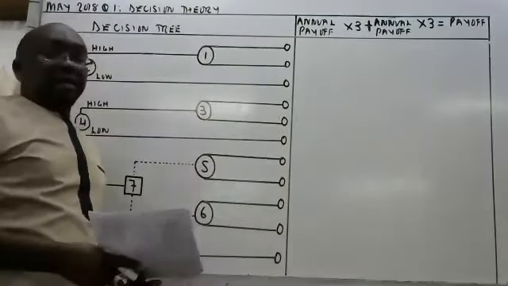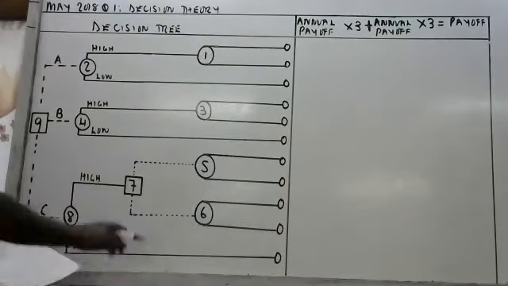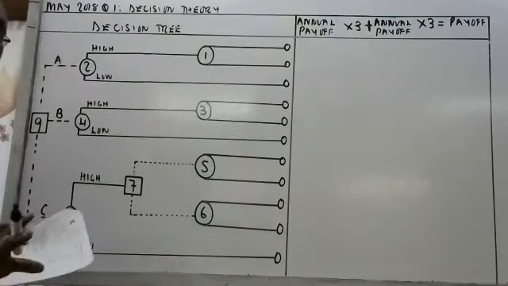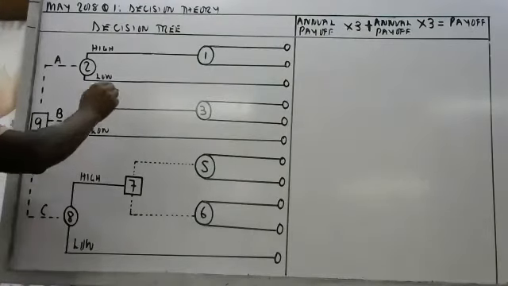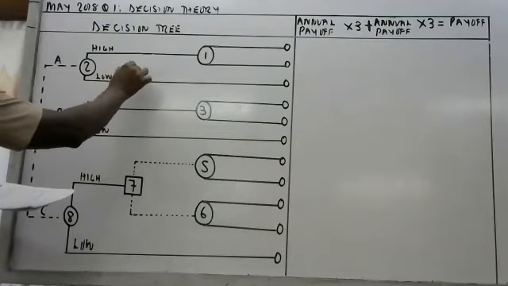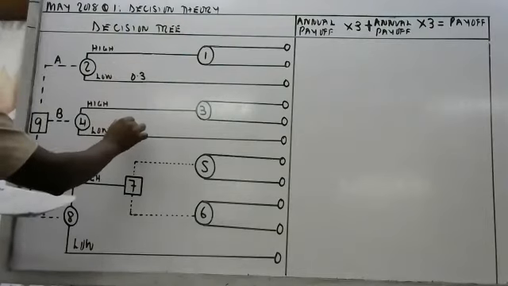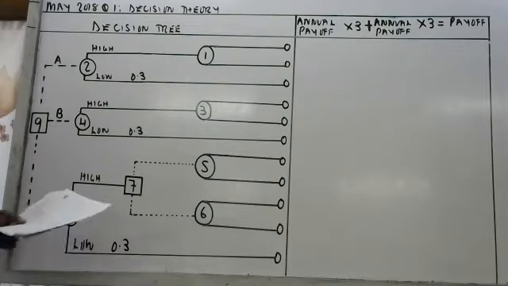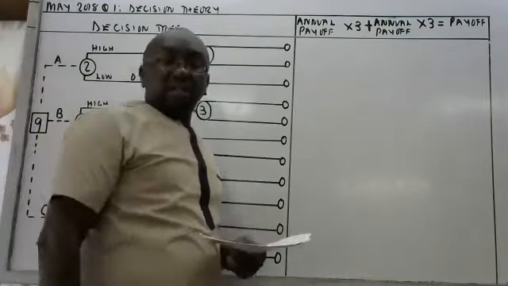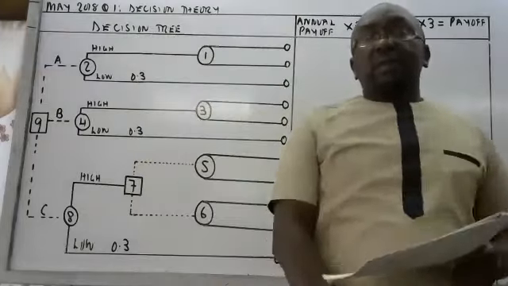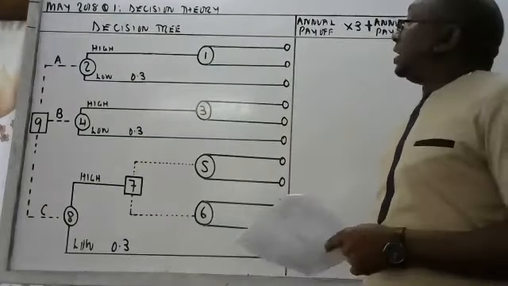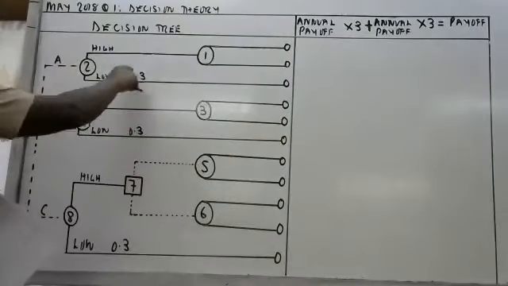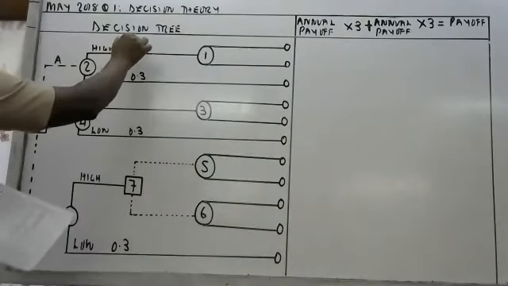How do we reduce that? For the probability of low for 6 years, that one is not in dispute. The probability for low is 0.3. It then means that the probability for high must be the balance that remains, 0.7.